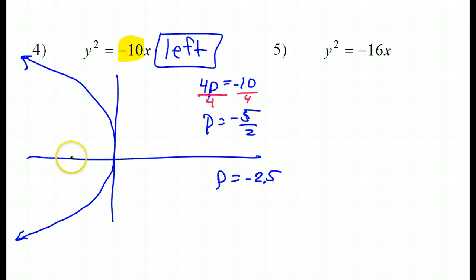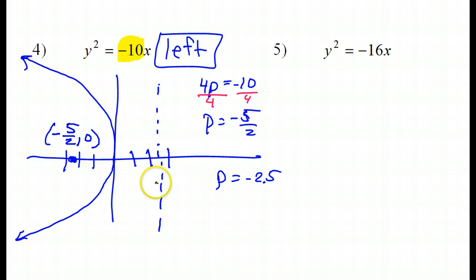Okay, so that means the focus is going to be over here. So say if this was 1, 2, 3, alright, the focus would be right here. So this is going to be negative 5 over 2, 0. That's my focus. And meanwhile, the directrix would be right through here, alright, at positive 2.5. So this is the equation x equals 2.5 because it's a vertical line.